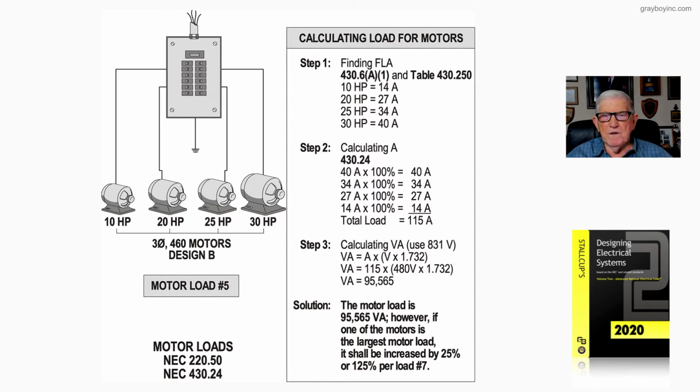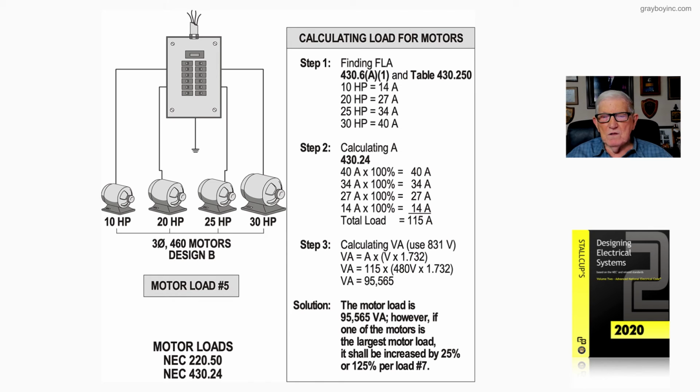So the 115 amps in step 2 is multiplied by 480 times the square root of 3, and we just use 831, and we come up with 95,565 VA. So 95,565 VA is the total.